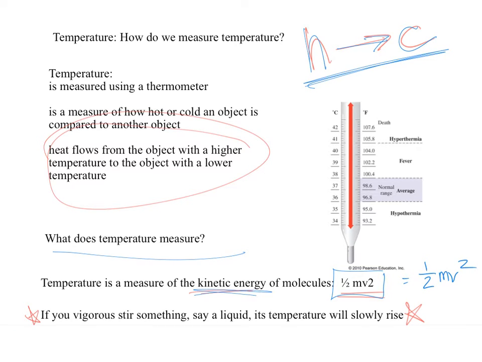Now, here's one interesting note here at the bottom. If you vigorously stir something, say a liquid, its temperature will slowly rise. Try that in your kitchen. Grab a thermometer, grab a glass, grab some water, and maybe a spoon. Measure the temperature before, and then start stirring it as fast as you can, and you will see that there's a temperature increase. Why is that happening? Well, you're transferring kinetic energy, moving that spoon and stirring it up from your hand and from the spoon into the molecules of water, getting them moving more, which means the temperature will be higher.